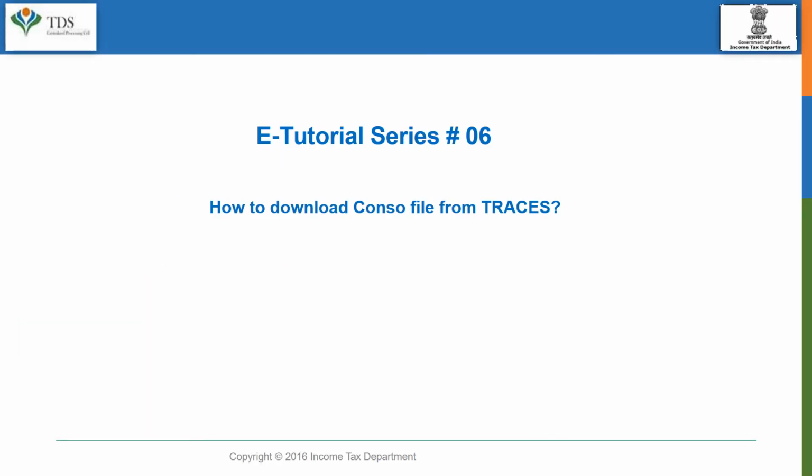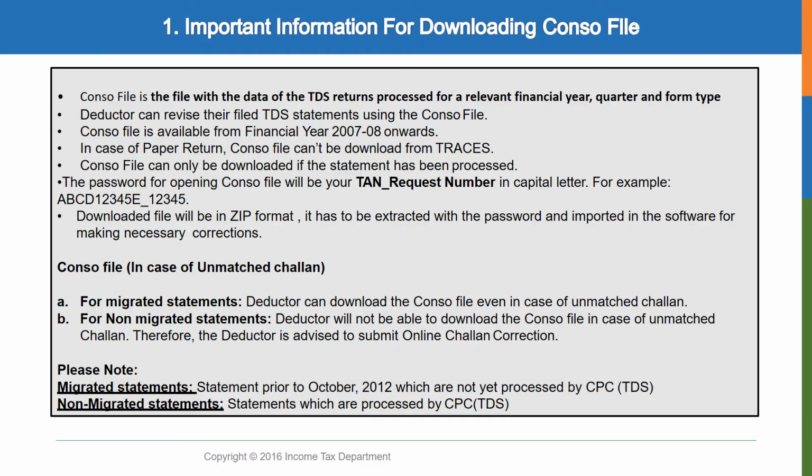In this video, we will guide you through the step-by-step procedure of downloading the Conso file. So what is a Conso file? A Conso file is the file with the data of the TDS returns processed for a relevant financial year, quarter and form type. Basically, it is a statement which contains the details of the TDS return which has been processed, and we use this for revising the filed TDS statements.